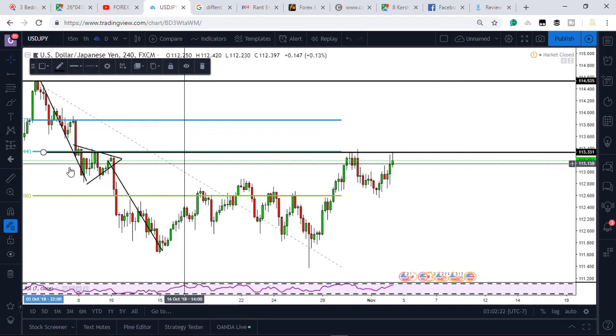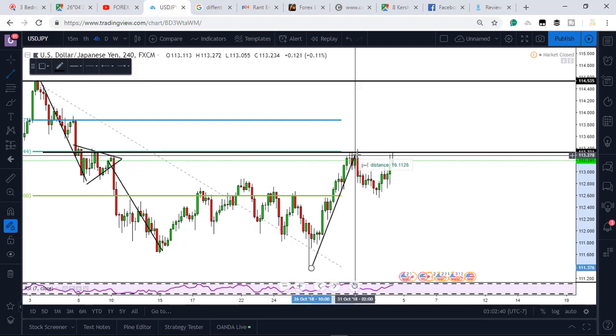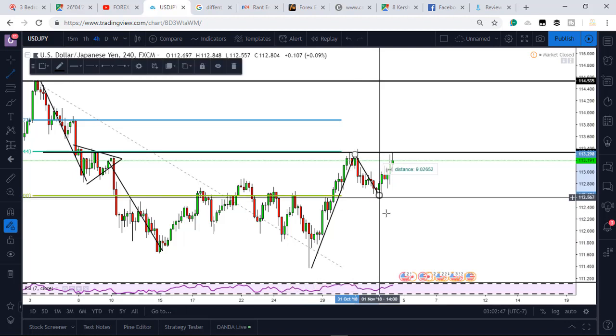Now looking left, this is where we get our wedge pattern, just to show that back at this level of structure, this is where we have a huge imbalance between buyers and sellers. As soon as they hit our 1618, look what happens. Sellers came in aggressively to push the market back down to this level of structure.